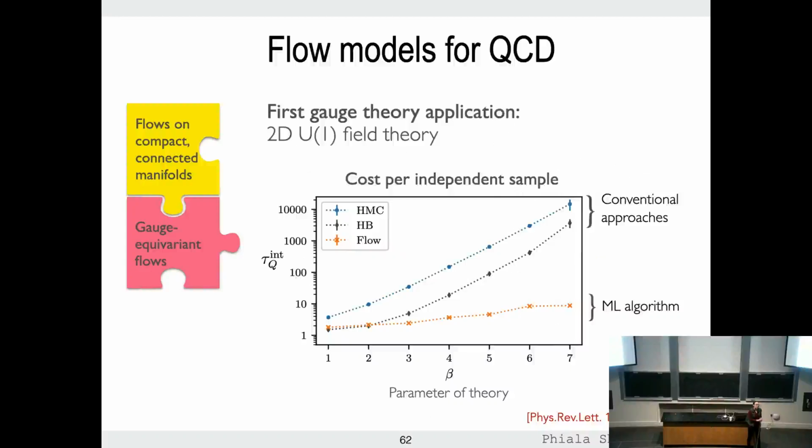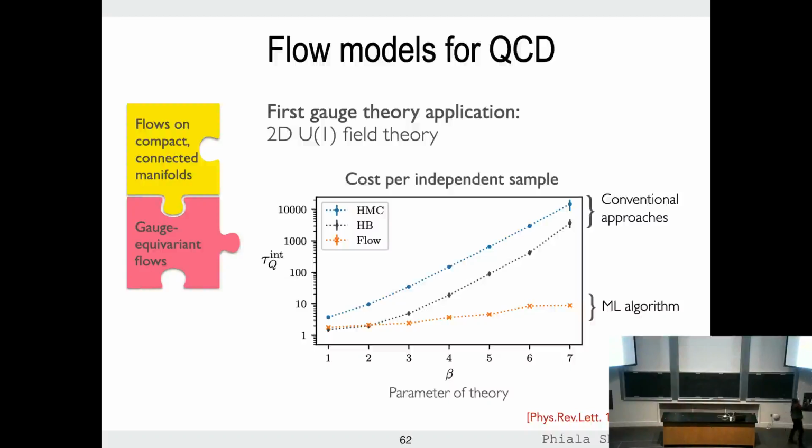And if you do that, you actually already have enough to do a very simple lattice field theory calculation and see how this works. So this is a two-dimensional U(1) field theory. That means instead of my 3x3 matrix on each edge, I just have a number on the circle. So doing machine learning on circles, right? This is how you do that in a field theory context. This is called the integrated autocorrelation time. It's a measure of the cost per sample.